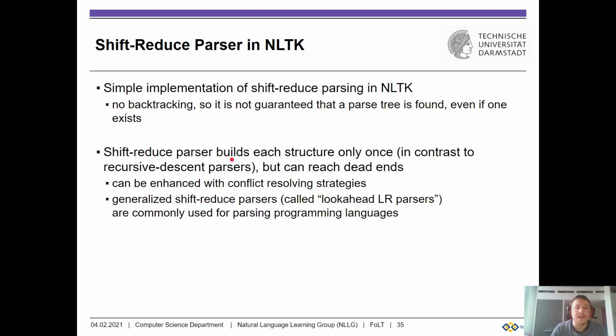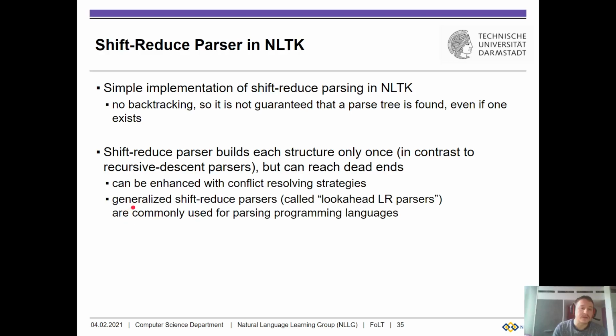shift-reduce parsers build each structure only once. So you only build it once, you don't do repeated work, in contrast to recursive descent parsers. However, as we've already seen, they can reach dead ends if not implemented intelligently. So to make this more intelligent, we can include some conflict resolving strategies which are beyond our brief introduction of shift-reduce parsing, but they can be implemented, and this may circumvent the problem of dead ends.